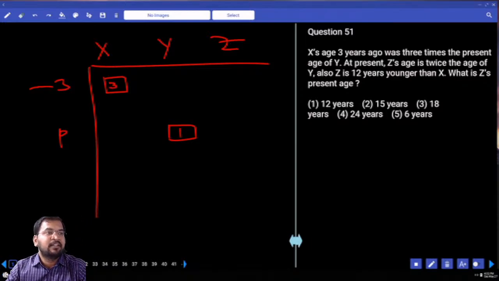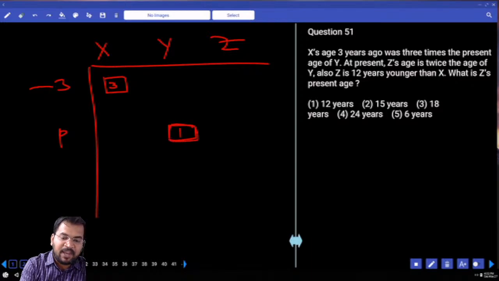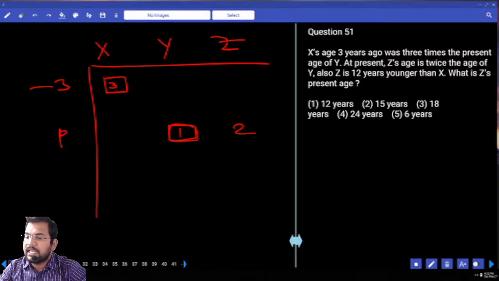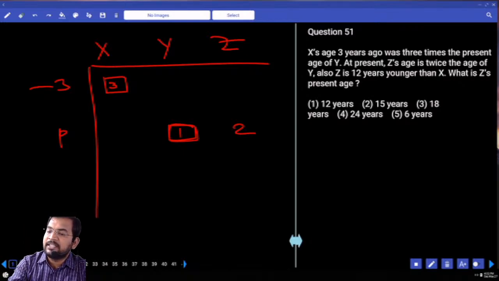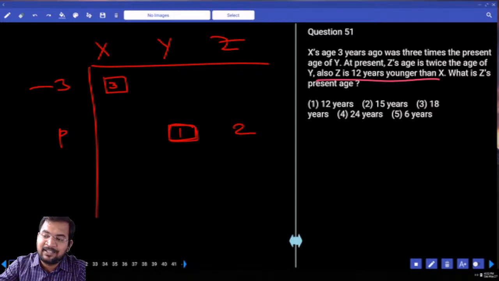Are you clear? Next, the present age of Z is twice the age of Y. Y is 1 part. Then Z is how many parts? 2 parts. Next, also Z is 12 years younger than X.